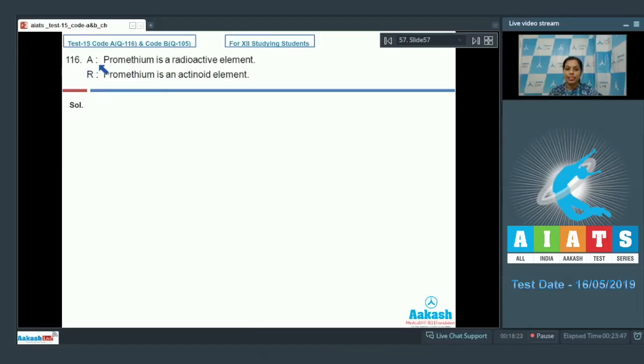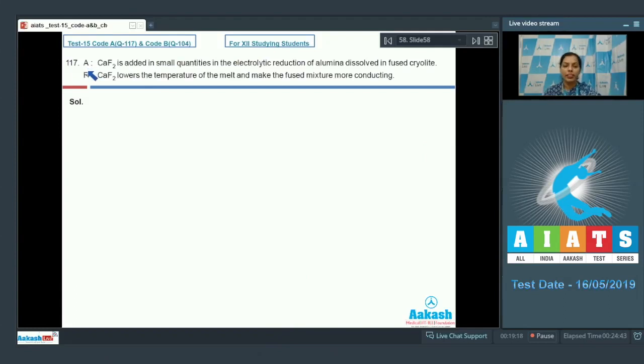Question number 116. Assertion: promethium is a radioactive element. This is a correct statement. Promethium is a radioactive element. There is a self-emission of the radiation. Now reason: promethium is an actinoid element. This is incorrect. Promethium is lanthanoid, not actinoid. That's why it is wrong. Assertion is correct, reason is wrong. Option becomes option 3. After that, question number 117.